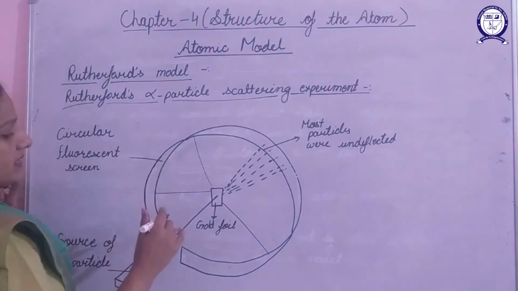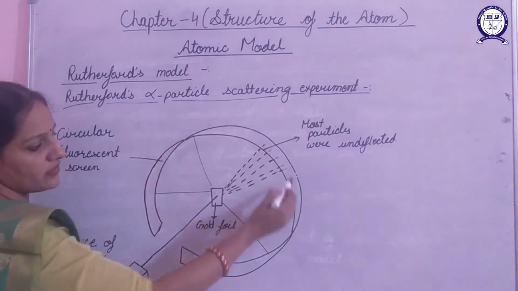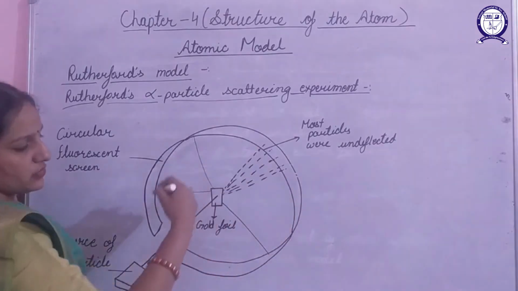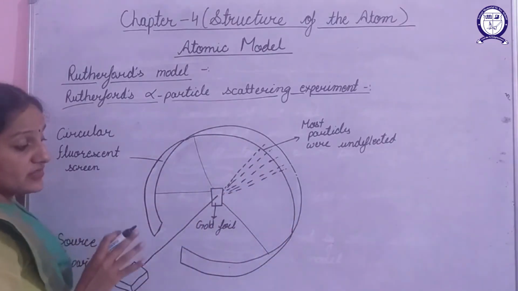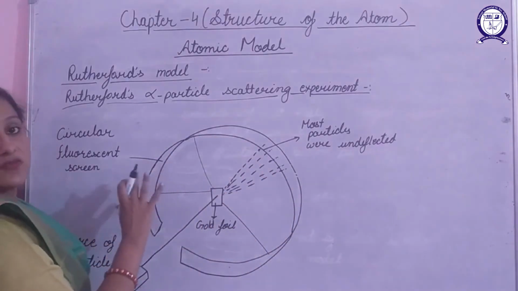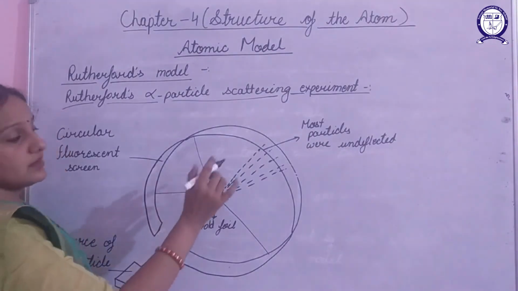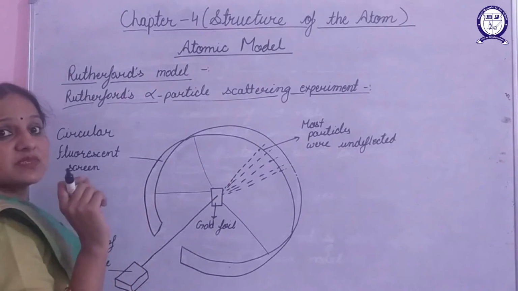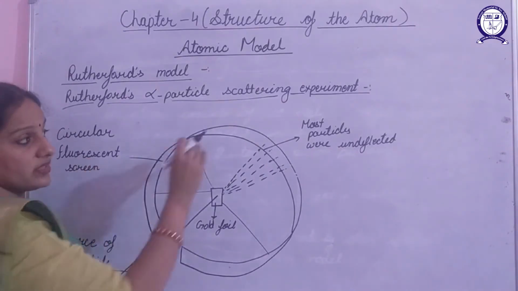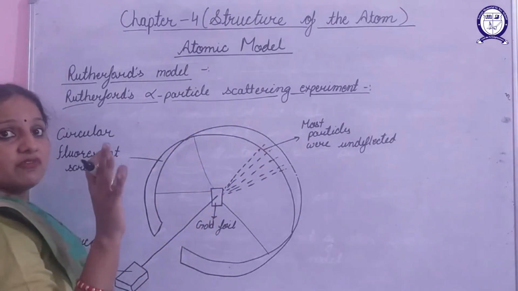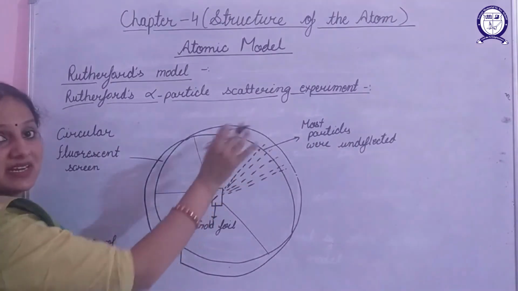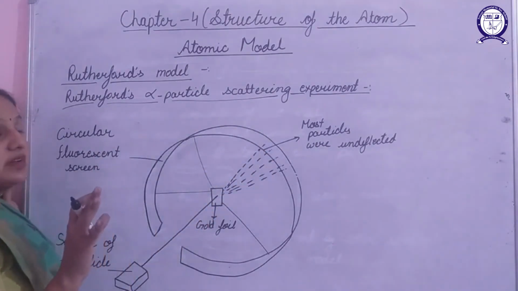In this experiment, he took a circular fluorescent screen. What is the purpose of this fluorescent screen? Whenever high energy particles strike the screen, some scintillations are observed. Wherever an alpha particle strikes the screen, at that point some scintillations were observed.